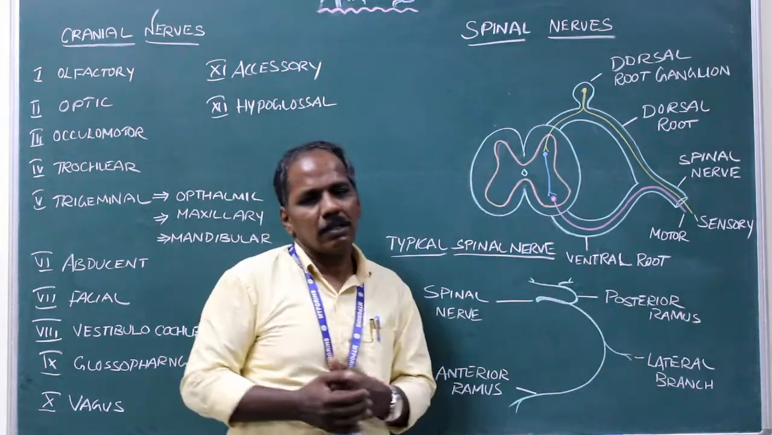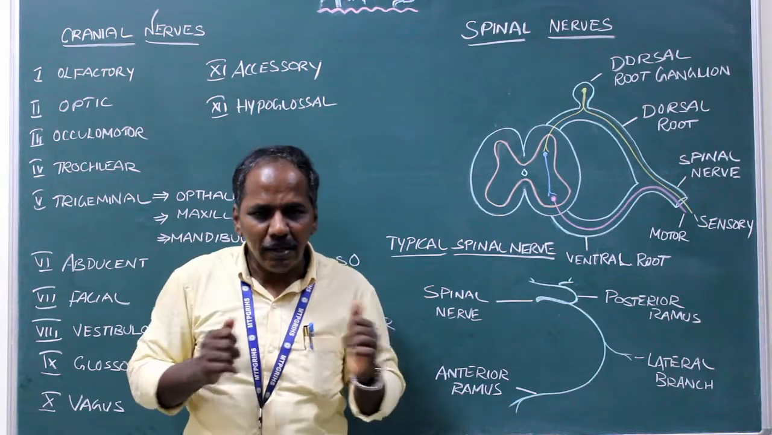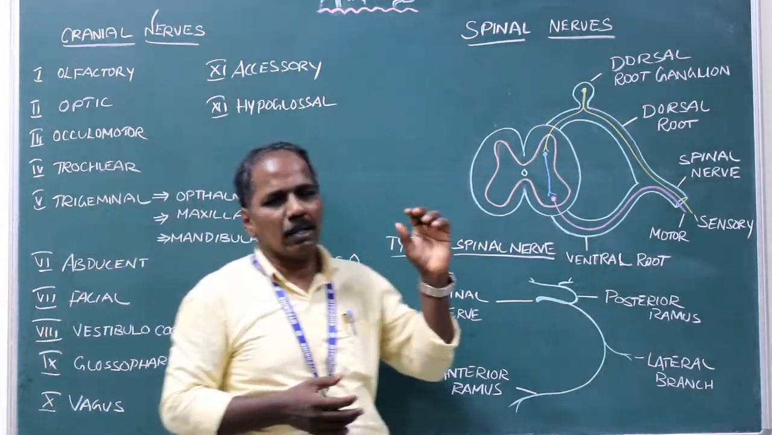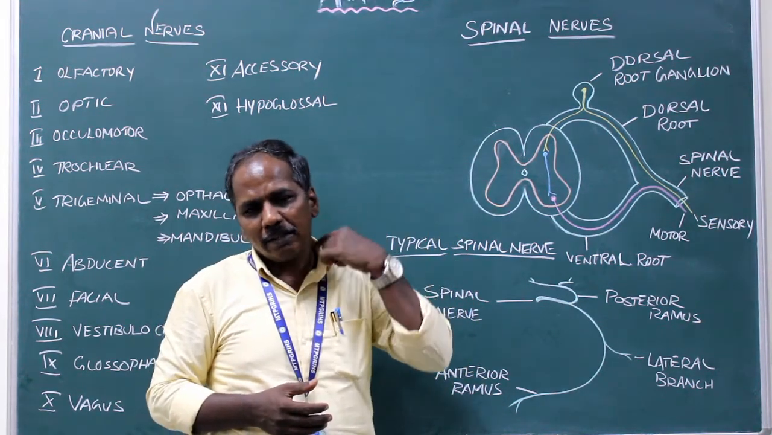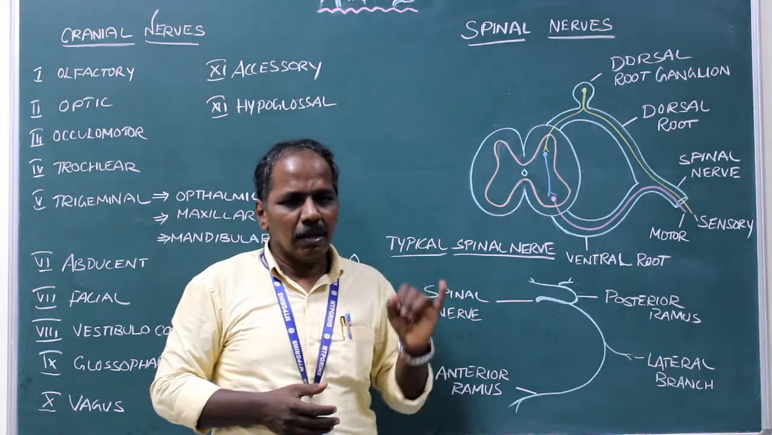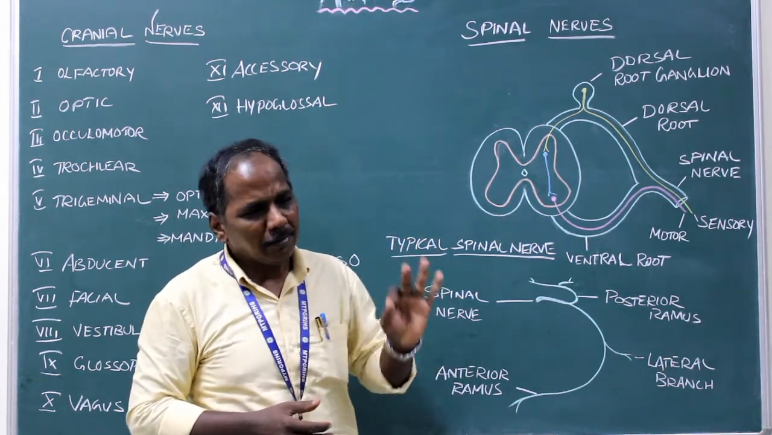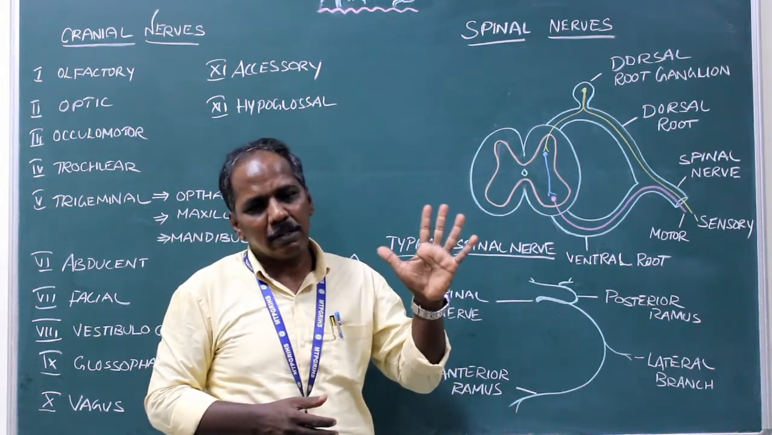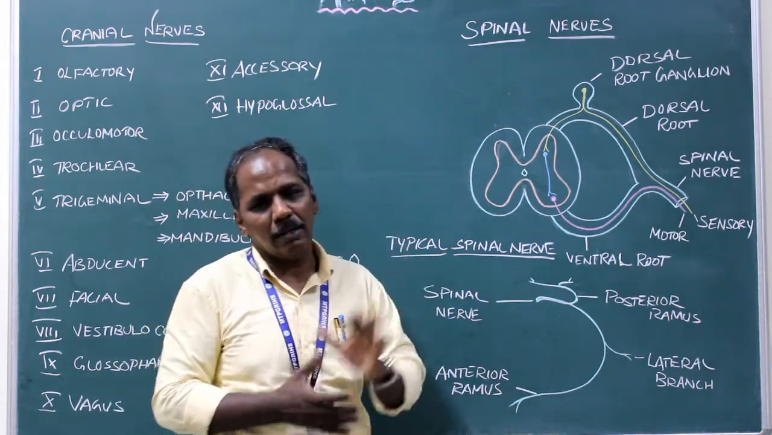Spinal nerves. There are 31 pairs of spinal nerves. It includes 8 cervical nerves; in the cervical region there are 8 spinal nerves. The thoracic region includes 12 pairs of spinal nerves, lumbar 5, sacral 5 and coccyx 1. So in total there are 31 pairs of spinal nerves.